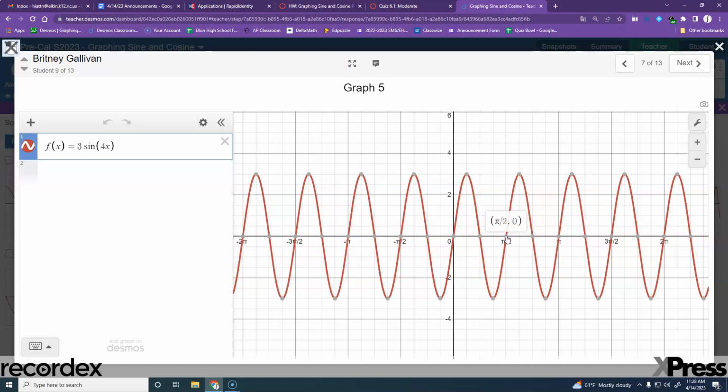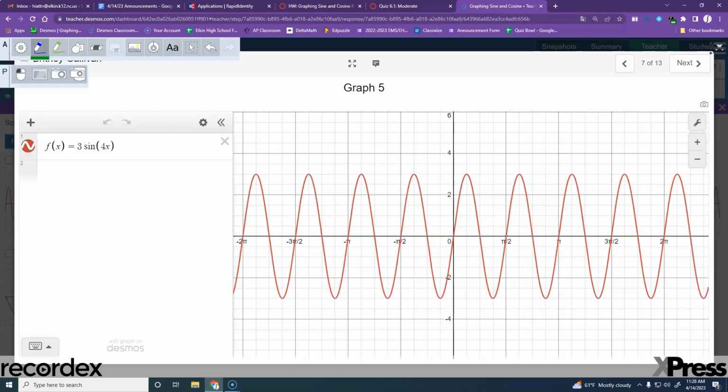All right, so what we need to think of for the period is that you always need to be doing 2 pi divided by b, right? In y equals a sine of bx plus c, plus d.